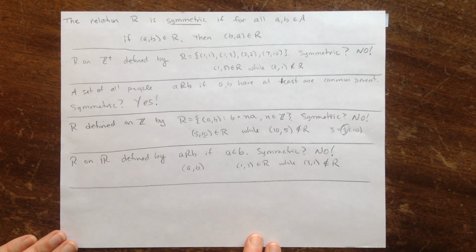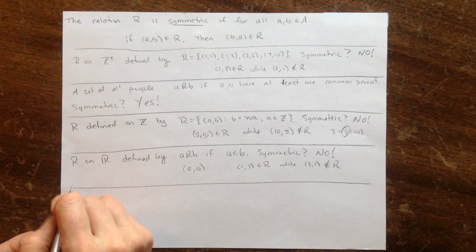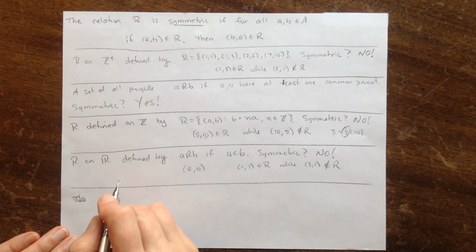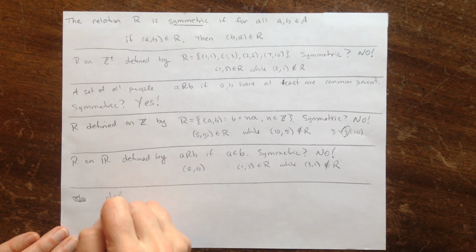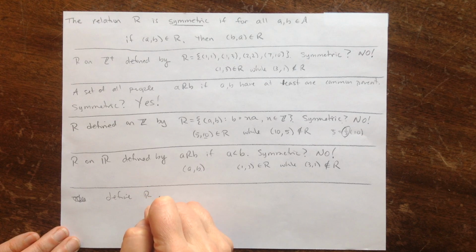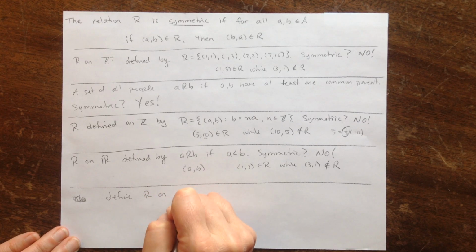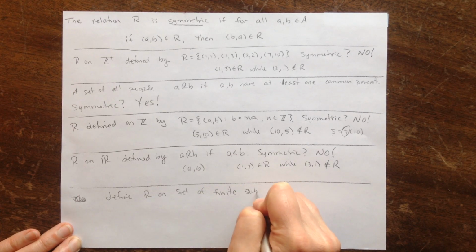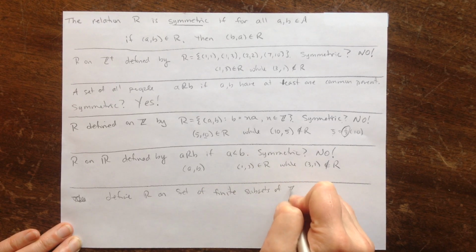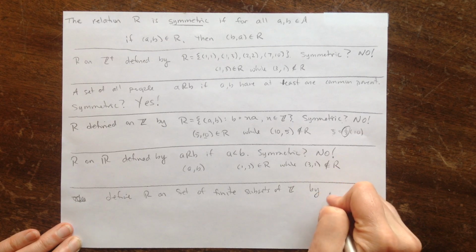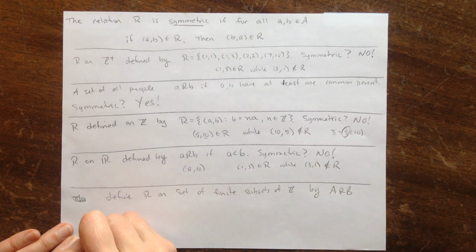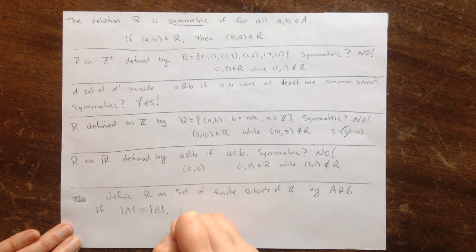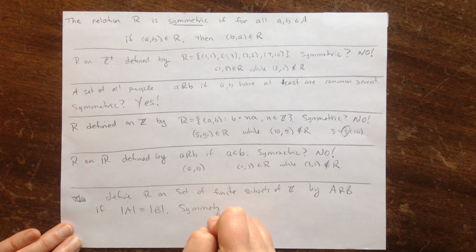Okay, and there was one more example. Yes, the set. Let me just do sort of shorthand. Define R on the set of finite subsets of Z by A is related to B if the number of elements in A is equal to the number of elements in B. Symmetric?